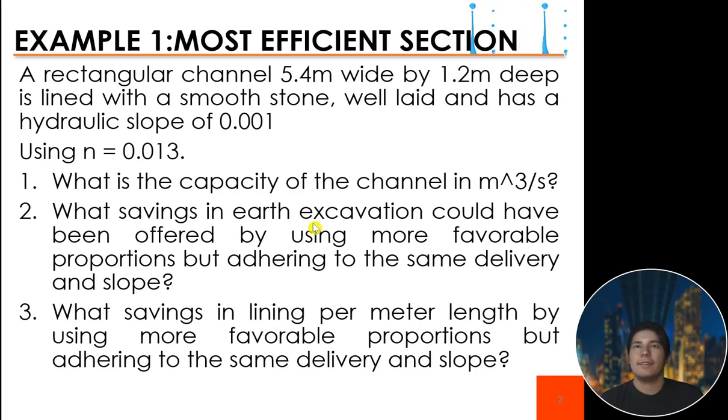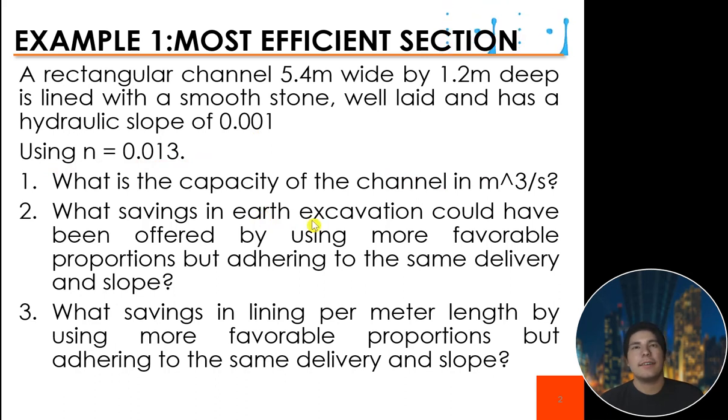So let's have an example for most efficient sections. A rectangular channel which is 5.4 meter width by 1.2 meter depth is lined with smooth stone well laid and has hydraulic slope of 0.001. So use the roughness coefficient natin na 0.13. So ano daw yung capacity ng channel in cubic meter per second?